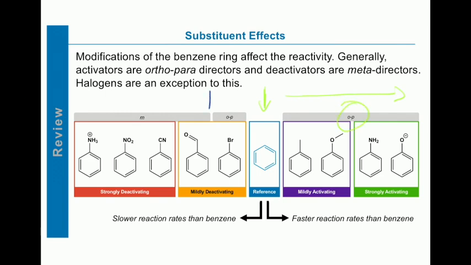On the other side, the more deactivating we add, or the more electron density we pull out of it, they slow down the reaction and they also become meta-directors. Halogens are the weird crossover where they are deactivating, slower than benzene, yet are still ortho-para directors. And this is that tipping point where sigma withdrawing and pi donating are having a fight. But that's your basic piece.